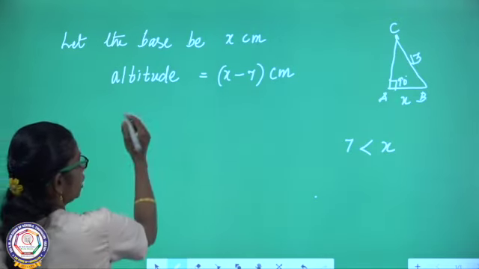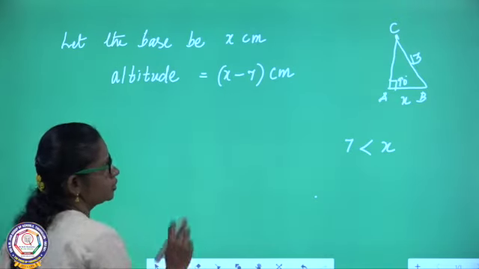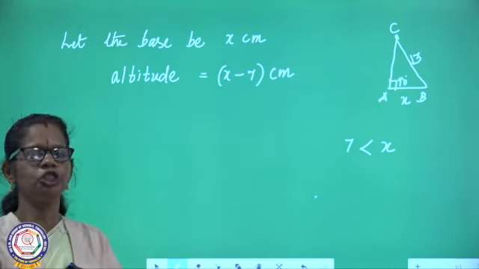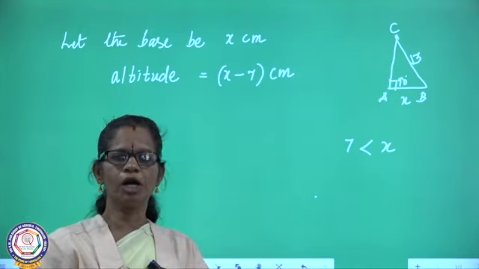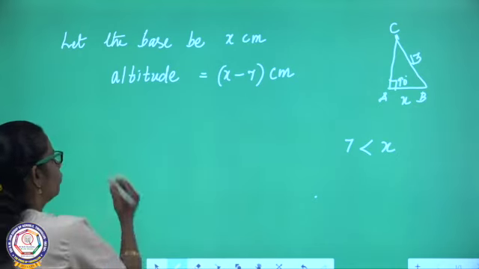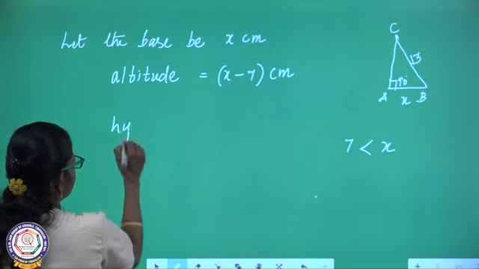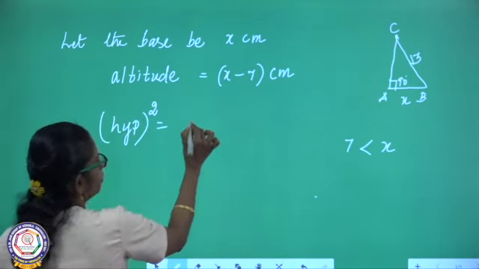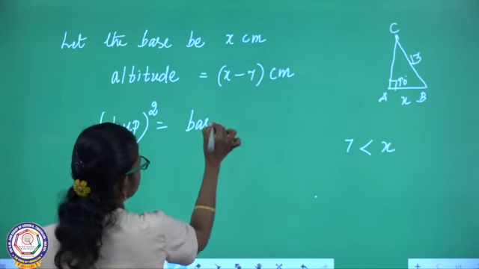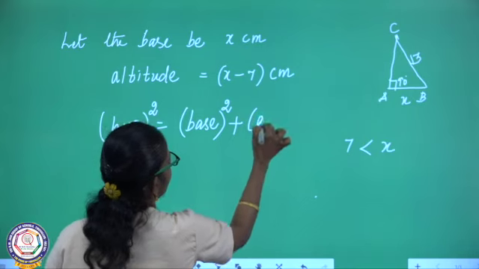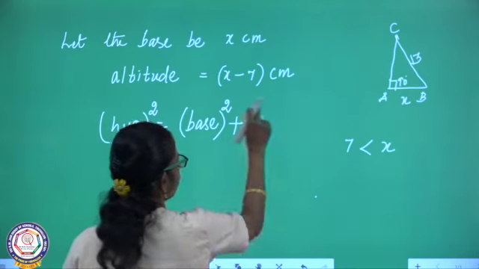Now, hypotenuse is given as 13. In that question they given as right triangle. Right triangle means immediately one thing will come to your mind, you can apply the Pythagoras rule, right? Hypotenuse square equal to base square plus altitude square.